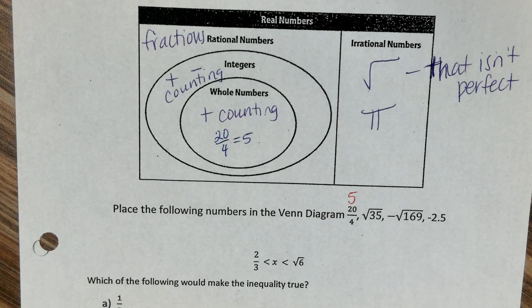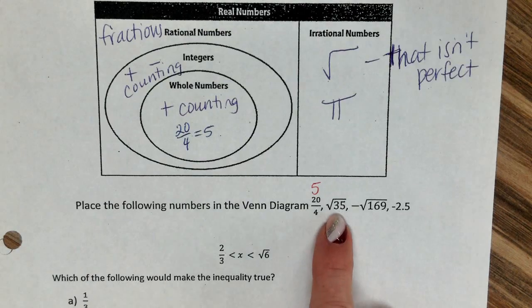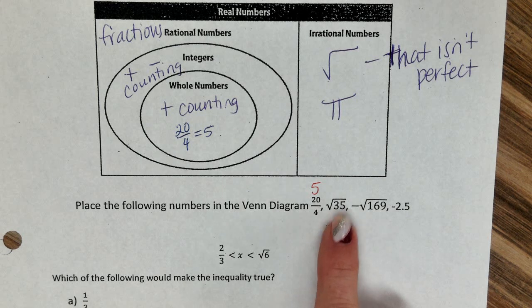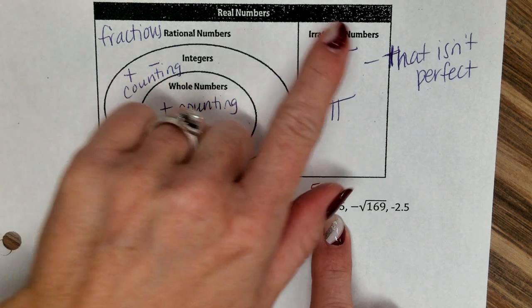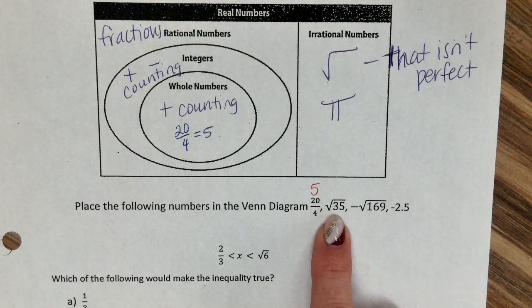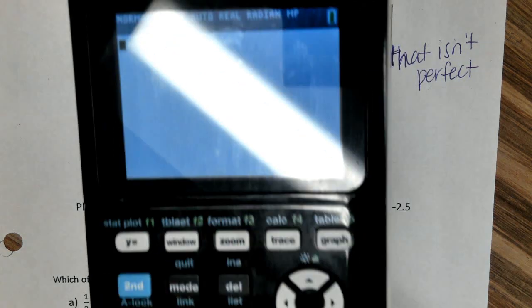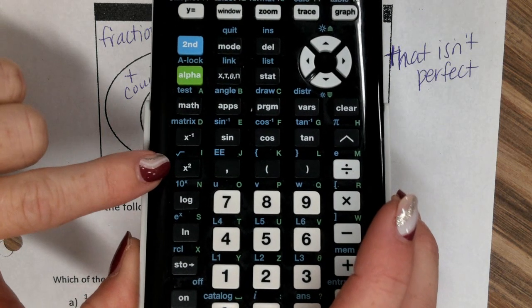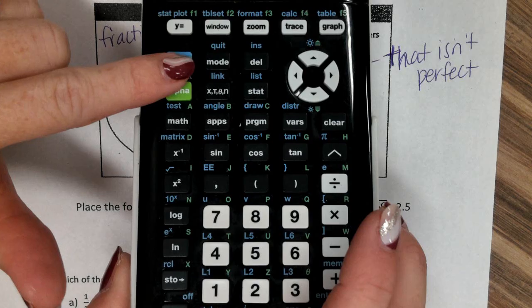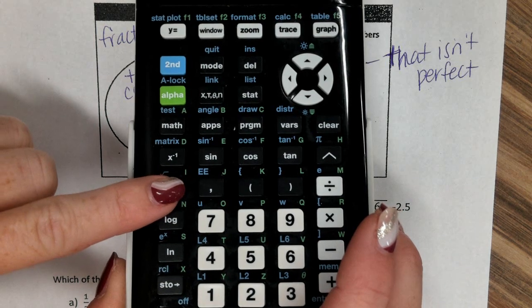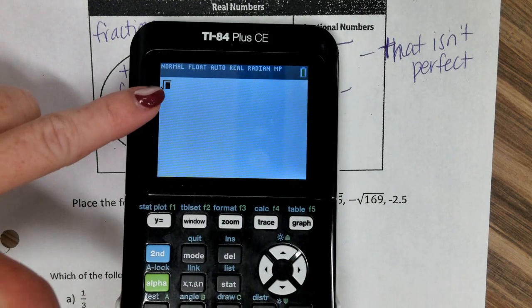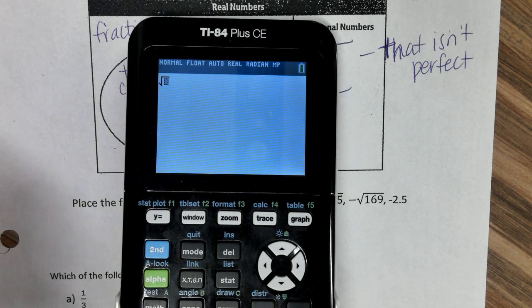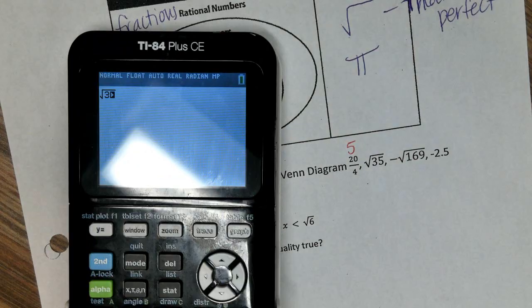Are we okay? All right, this next number is a square root. And what did we say about square roots? They're almost always irrational, but we check them in our calculator. So we make sure they're not a whole number. So to put in a square root, everybody's eyes up here, the square root button is in blue right here above this. So you have to hit the blue button first, the second, and then hit the square root. And then that should pop up. Did you find it? Okay, and then we type in 35, hit enter.